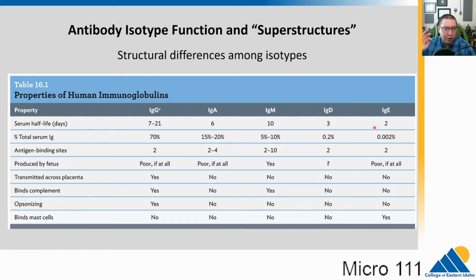D and E are very specialized. We're not going to talk about them too much. So IgG is the main one that does most of the killing of microbes.